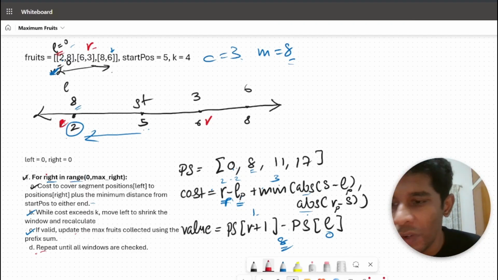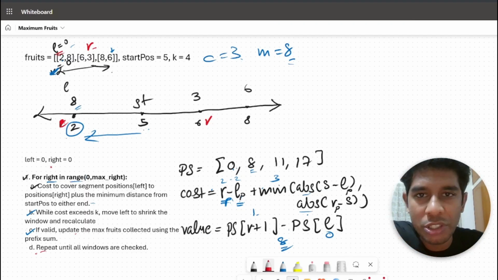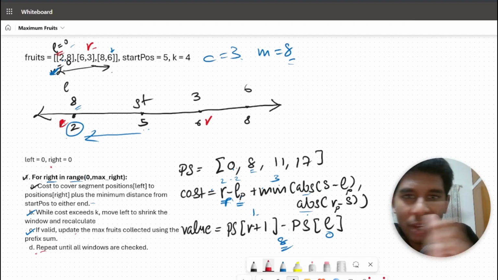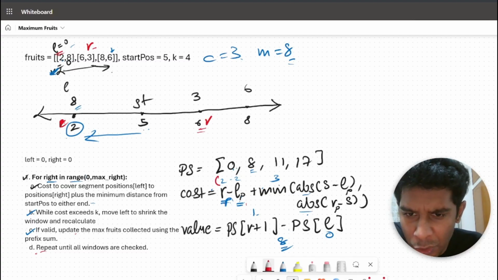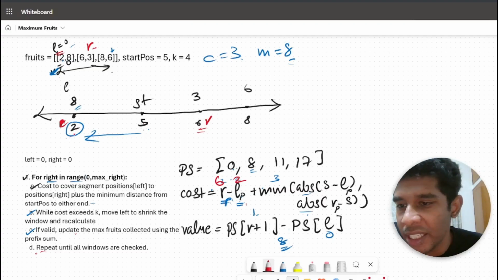Okay. Now first, inside the algorithm, we calculate the cost of traveling this segment from L to R. So how much will that be? RP minus LP. RP is given by 6 here, so 6 minus LP, which is 2. So 6 minus 2 plus min of ABS of S minus LP. S is 5, so 5 minus LP is 3. And ABS of RP minus S, so 6 minus 5 is 1. So this will be 1. So my total cost here is 6 minus 2, 4. 4 plus 1 is 5. So my total cost here is 5.